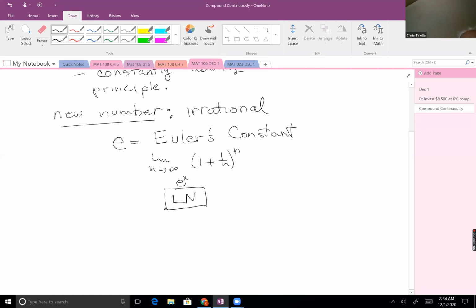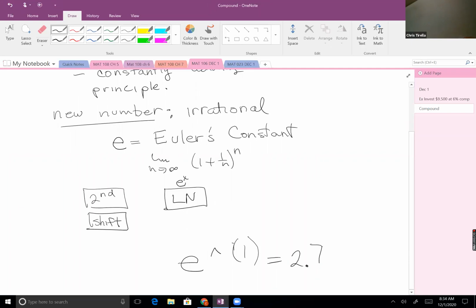Because it's in that tiny print above, you have to first press, depending on the brand and model, either second or shift. Then press the LN button. When you do that, you get something that looks like E caret up or E with an exponent. And then actually my calculator opens up parentheses. So type in that number 1. What does E to the first power look like? It turns out to be something like 2.7182818, and the digits just keep on going.